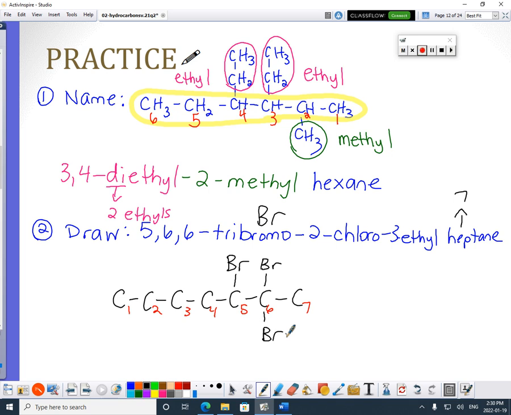Okay, keep traveling along. There's a chloro. Where's the chloro? Number 2. Again, I'll put this one on the bottom because I did that bromo on the top. Doesn't matter. What's next? 3. Ethyl, that means 2 carbons. 1, 2, 3. Again, top or bottom, whatever.